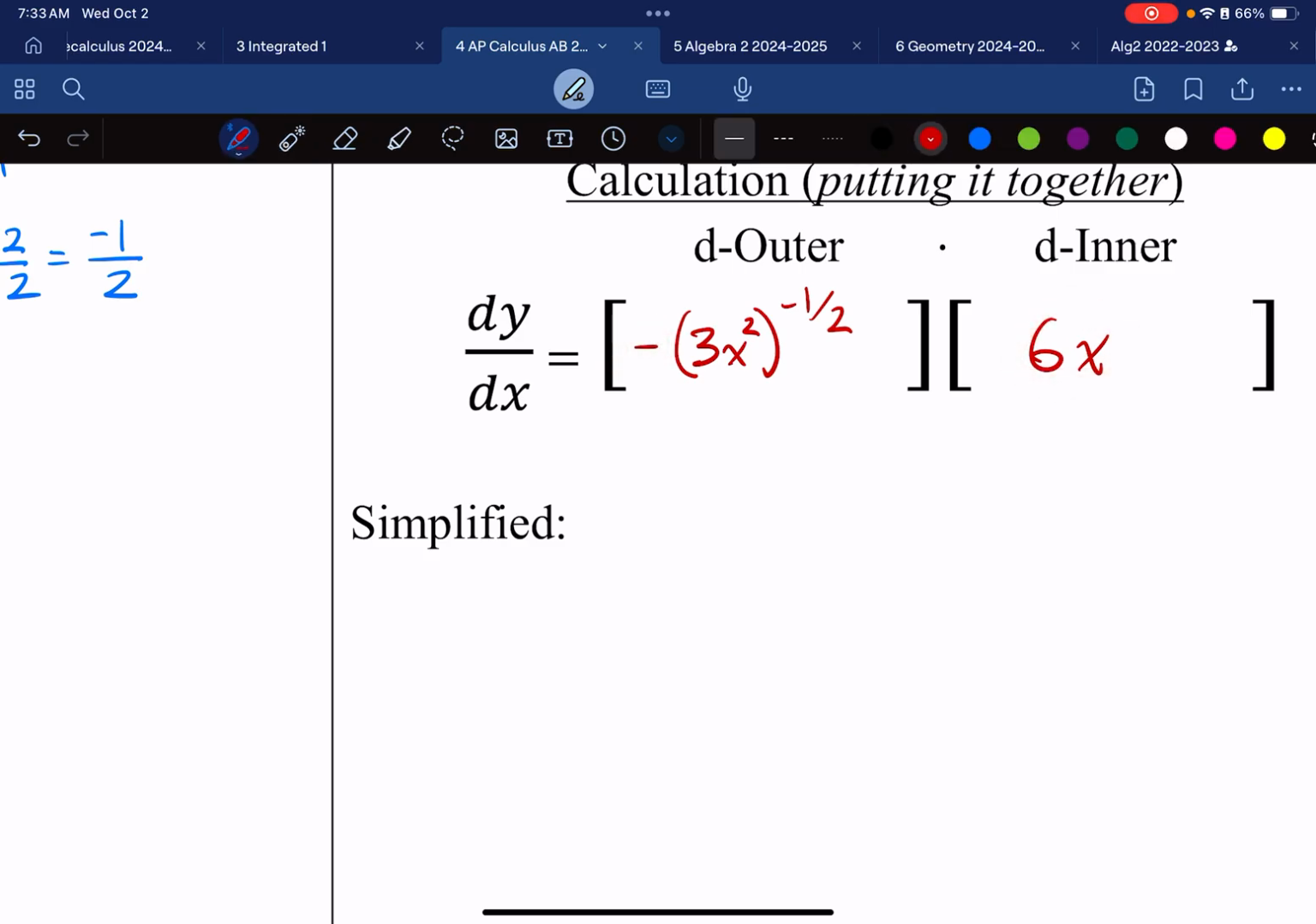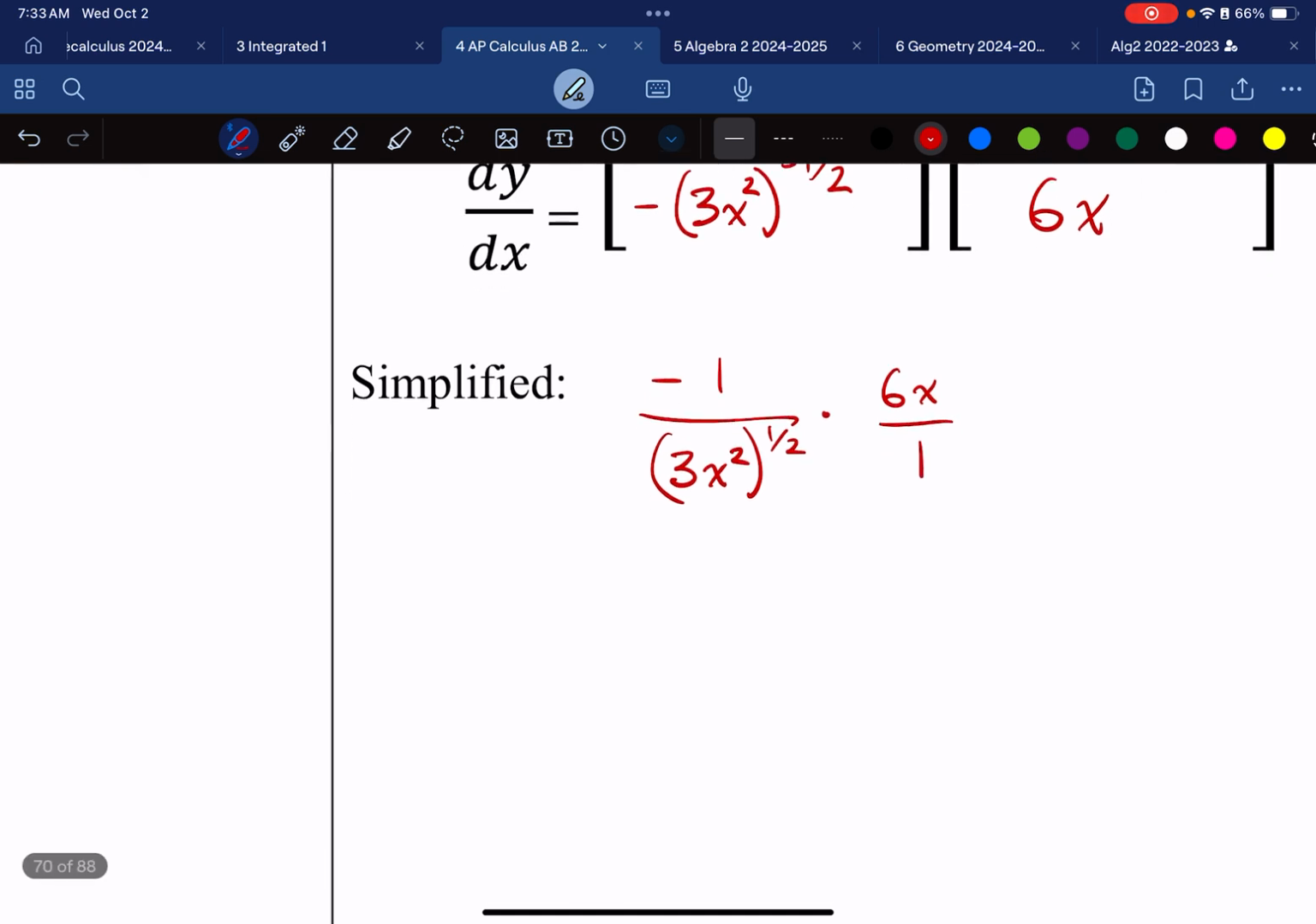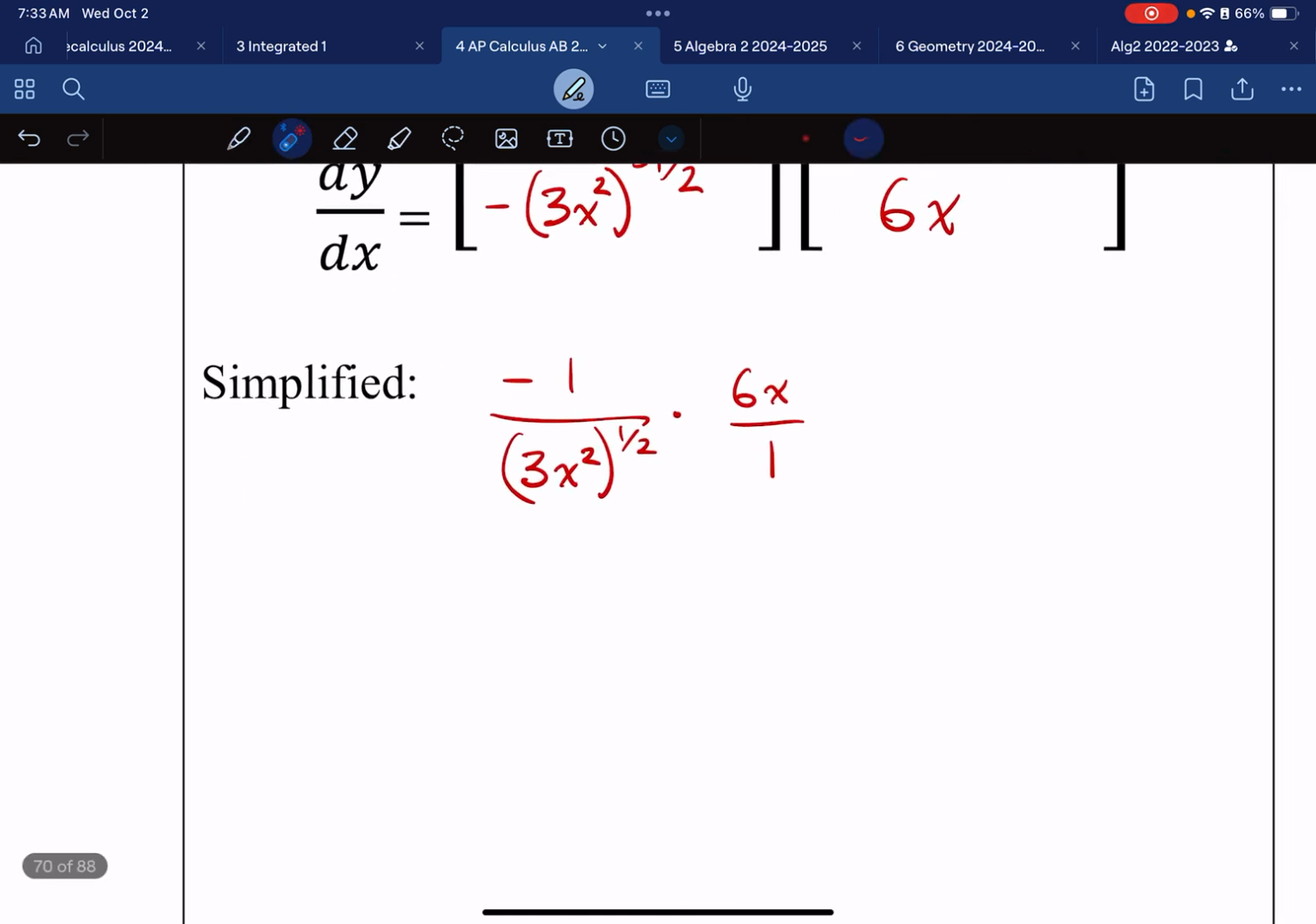Just to make sure that you're seeing where I'm coming from, I'm going to leave the negative 1 in the top, and I'm going to put this 3x squared to the power of positive 1/2 in the denominator, and this is being multiplied by 6x all over 1. I'm writing it this way for the static answer key for those of the students that don't like watching the video. Now you can clearly see that 6x times negative 1 is a negative 6x in the numerator. The denominator, you can leave it like this. That's perfectly acceptable. I'm going to go ahead and do an alternate form just to practice.